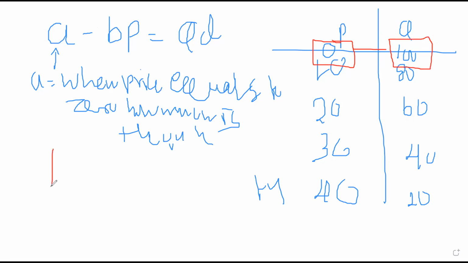If we draw that, you can see this is the price, this is the quantity axis. If we draw a curve like this, then here, when price is equal to 0, the quantity is equal to 100. Right? So we can therefore substitute the value for A: it is 100.